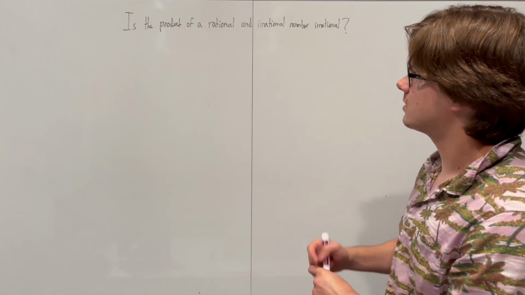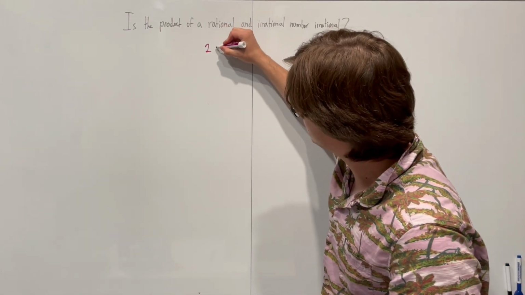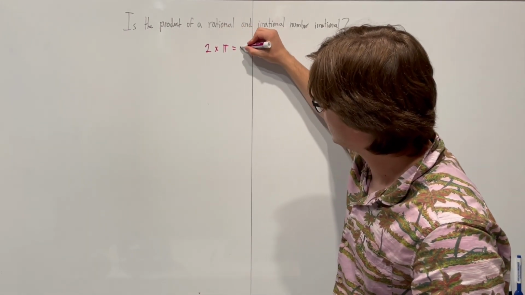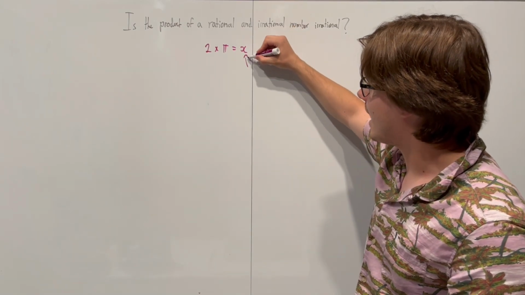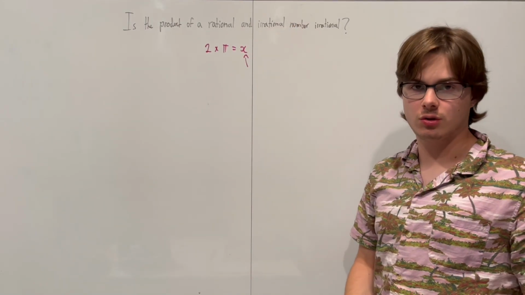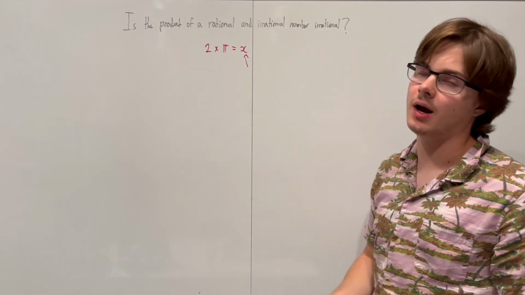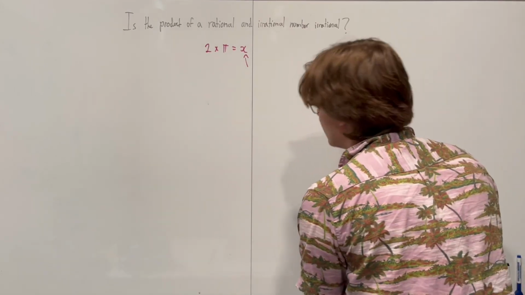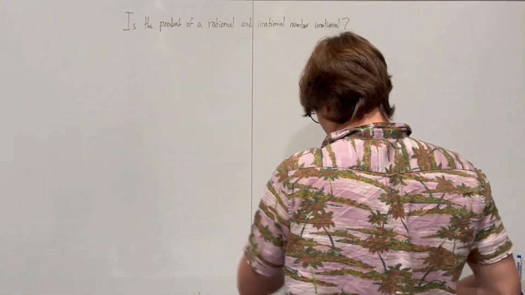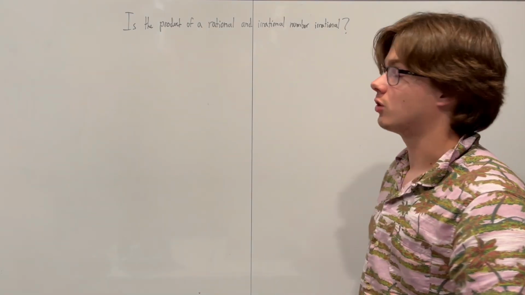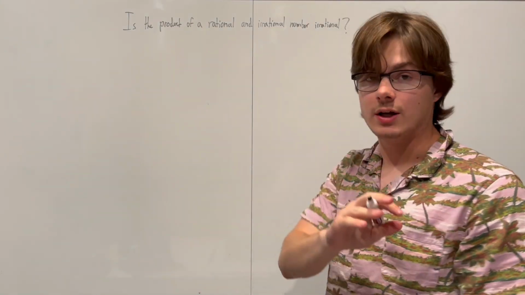So what this means is, if I have 2 times pi equal x, is x irrational, right? Because 2 is rational, but pi is irrational. How do we write this proof? Well, we need to remind ourselves what the definition of irrational is, or rational.